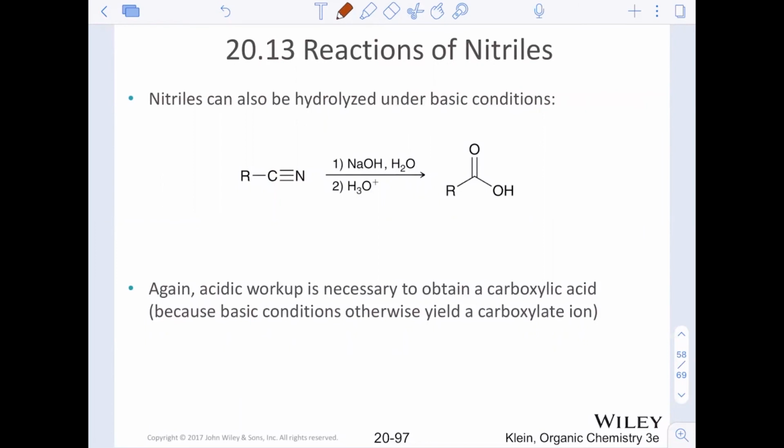You can hydrolyze nitriles under basic conditions, very similar again to the one that we had seen previously. The carboxylic acid is only formed when you use that acid workup at the end of the day, because otherwise you would yield a carboxylate ion.